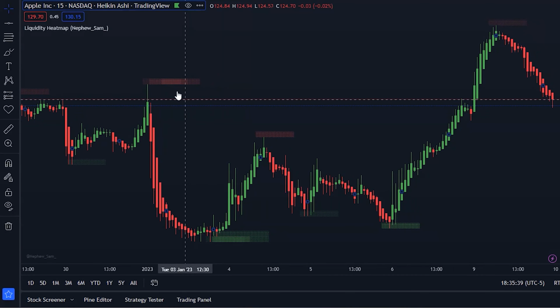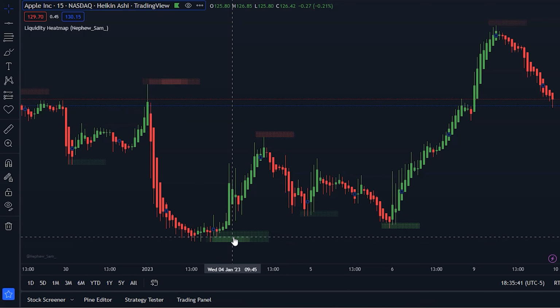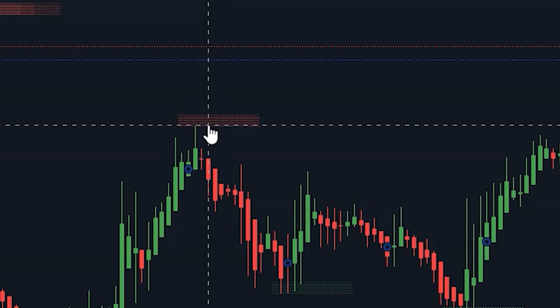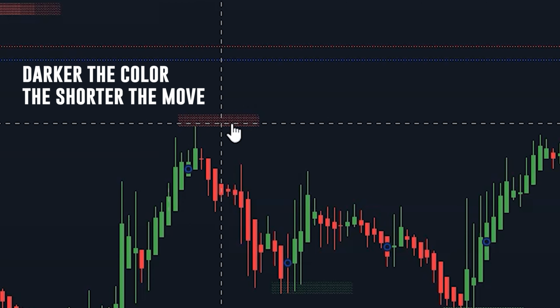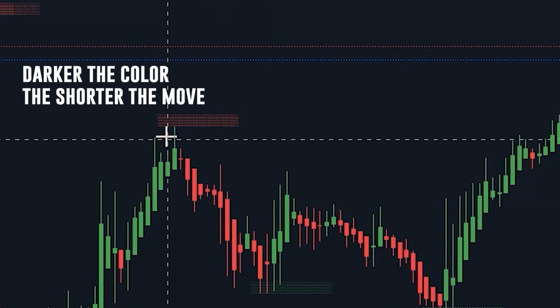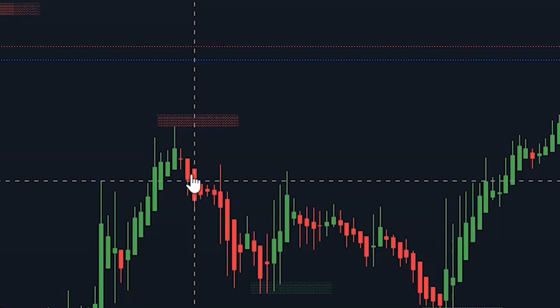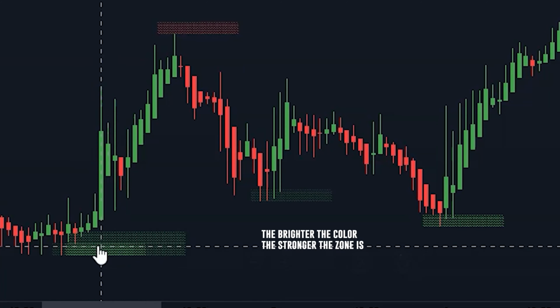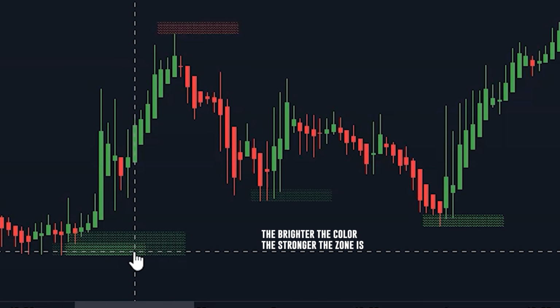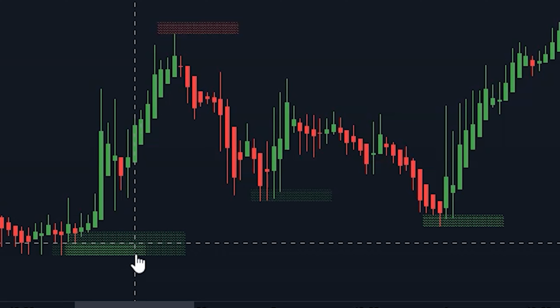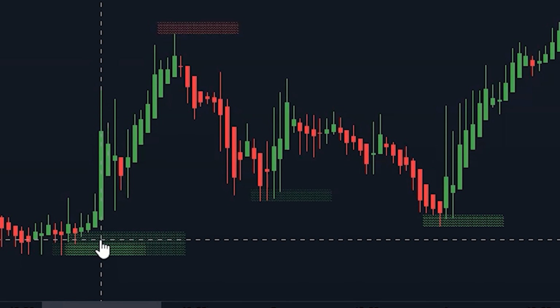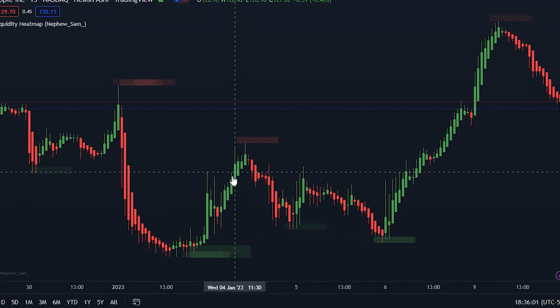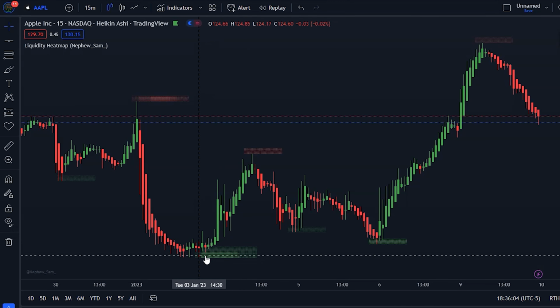Now, these zones mean something different with color. I would say the darker the bar is, the shorter the liquidity zone or the liquidity reversal is going to be. And the brighter you see at the bottom here, where it's a little brighter green, the stronger the reversal is going to be. You can tell this by the candlesticks. Look at this, this is pure volume set inside this liquidity zone reversal.